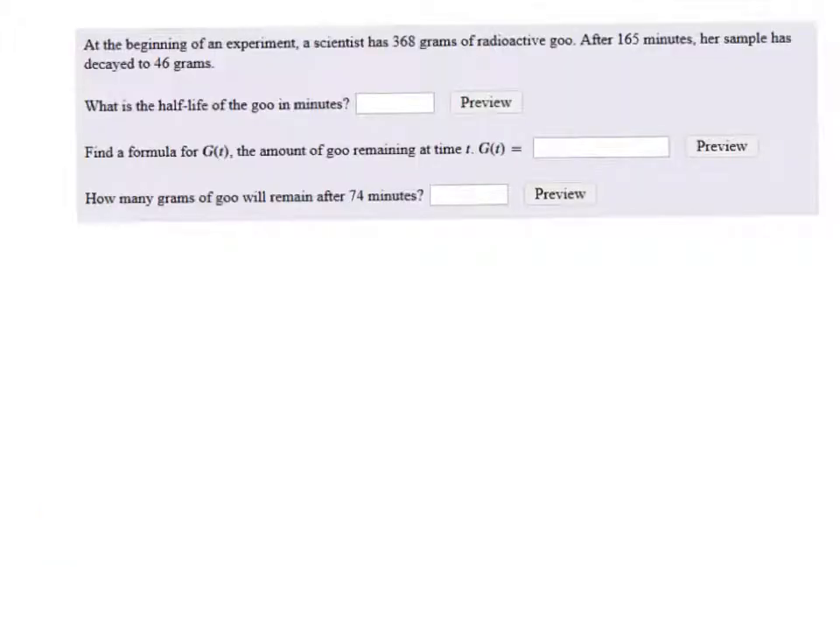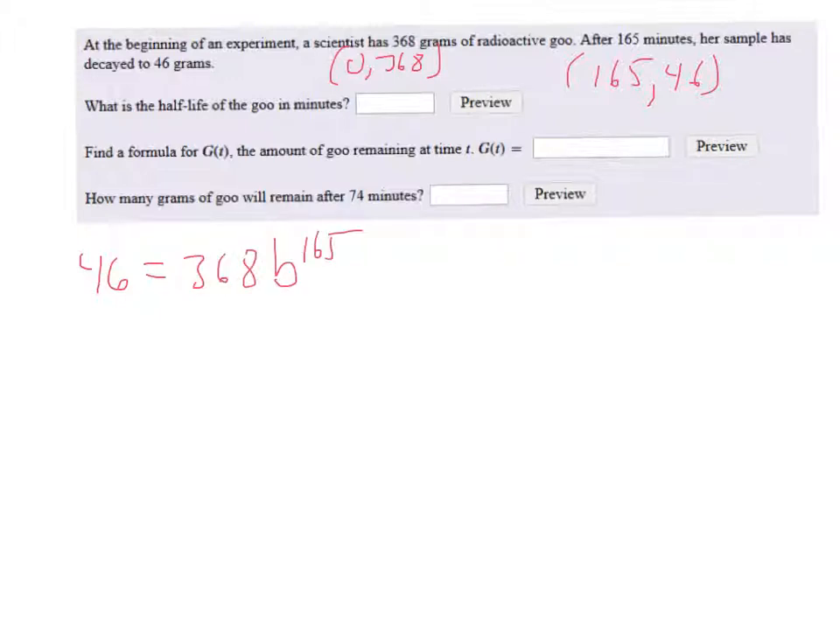With this problem, I'm being told that I start with 368 grams, so I know that's A. And then 165 minutes later, there's only 46 grams. So (0, 368), (165, 46). So we can do the same kind of thing we did in that last equation. 46 equals 368 times b to the 165. We're going to divide both sides by 368, so 46 divided by 368.